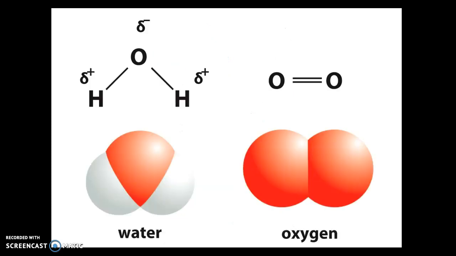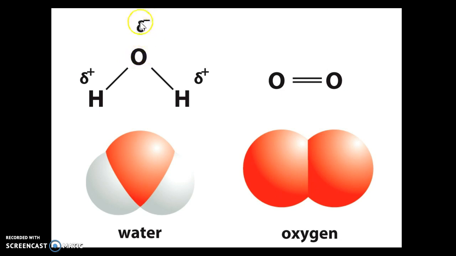Like I said, there's electronegativity, and so some atoms are pulling harder on electrons than others. So this oxygen is pulling harder on the electrons than the hydrogens are. The electrons spend more time around the oxygen.